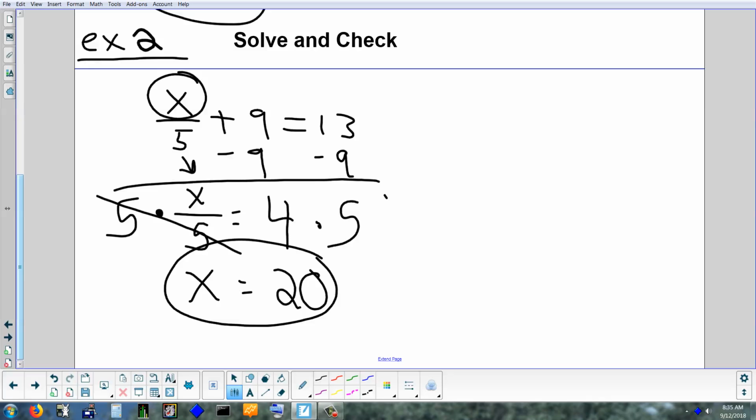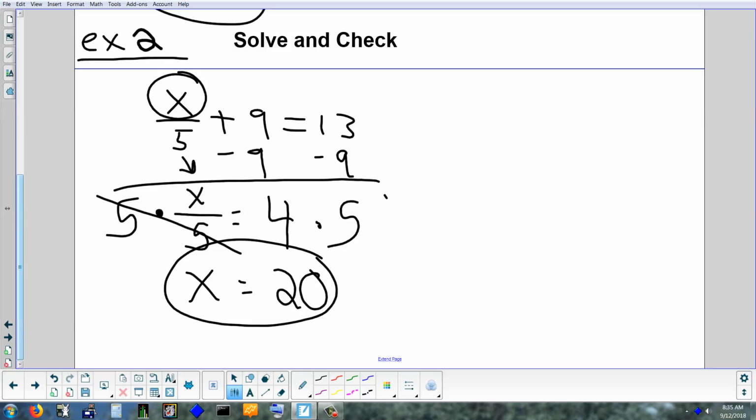So, guys, quick question. When Mr. Roy crossed those 5s out, just put a line through them, what number is still left in front of the x? 1. 1, exactly. There's always a 1 in front of that x. We just don't write it every time. Because some people have said, oh, it's 0. No, not 0. It's still a 1 in front of it.